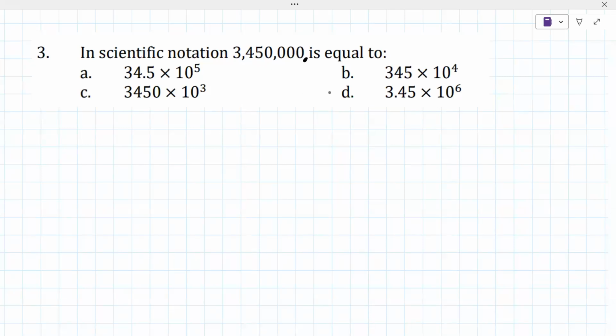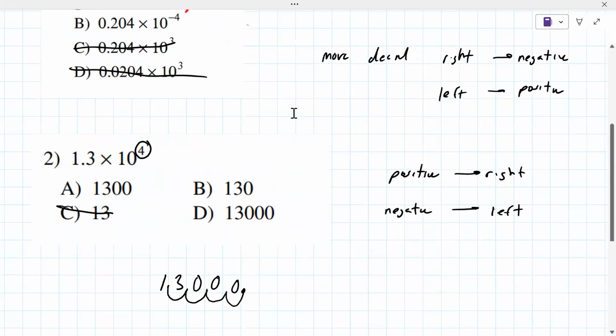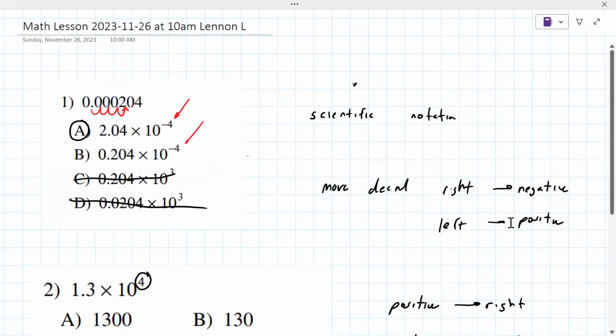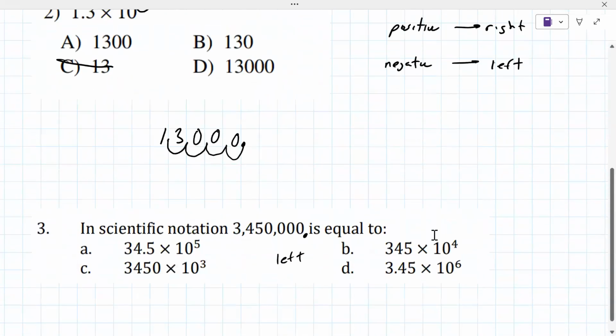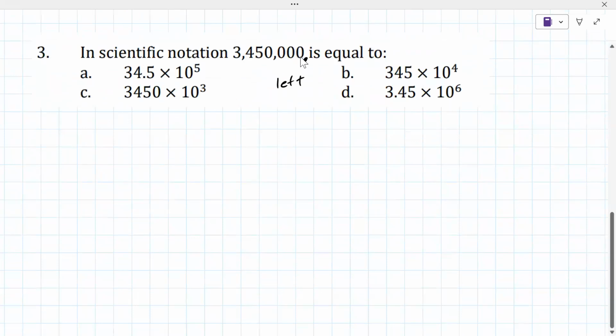This one is more like the first problem we did, where the decimal is really there, and you're going to move the decimal left. Okay. So when you move the decimal left in this problem, we go back up here, it becomes a positive exponent. So all of them are positive. You basically have to count how many times you're moving the decimal to figure out which of these is correct.